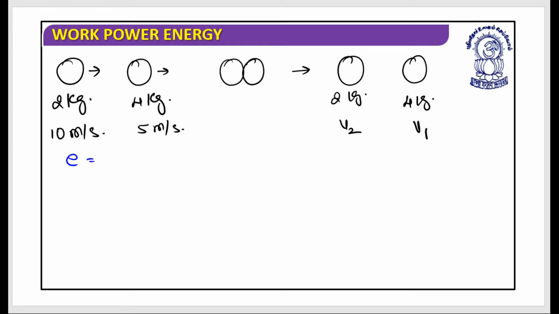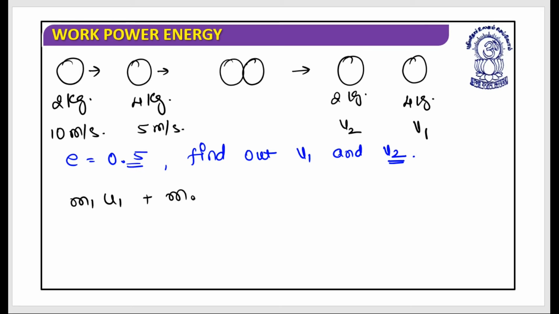One more thing, the coefficient of restitution is given, and e is equal to 0.5. So the question is to find v1 and v2 for an inelastic collision, because e equals 0.5 is given. So what I need to do is write down the conservation of momentum, which could be written as m1 u1 plus m2 u2 equals m1 v1 plus m2 v2.